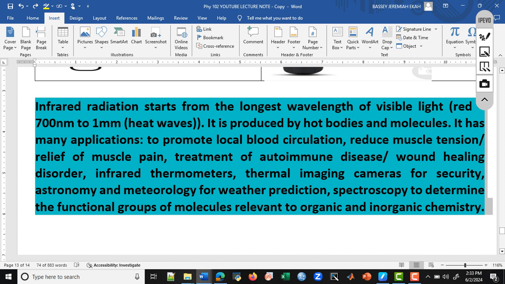Astronomy and meteorology for weather prediction, we can as well use this infrared for weather prediction, and it could also be applied in spectroscopy, the infrared radiation.